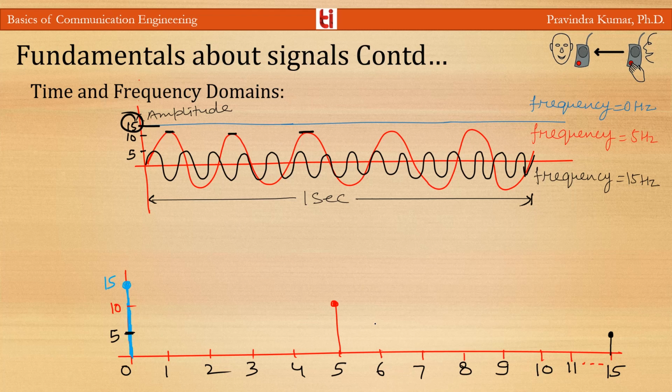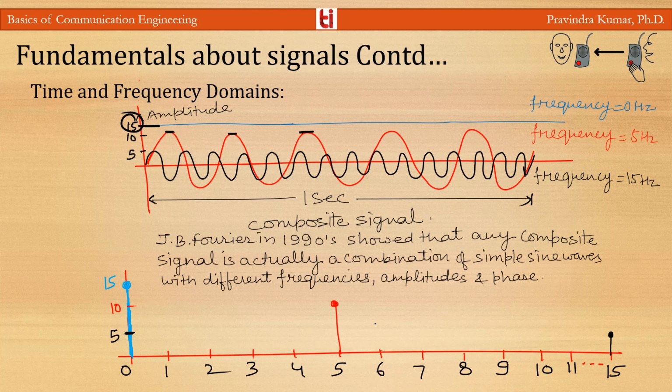A signal which is composed of many simple sine waves is known as a composite signal. So this is a composite signal having three different sine waves. The French mathematician J. Fourier showed that any composite signal is actually a combination of simple sine waves with different frequencies, amplitudes and phases. A composite signal can be periodic or non-periodic.